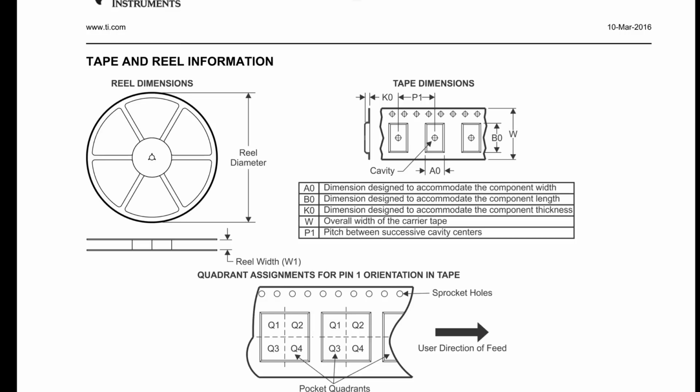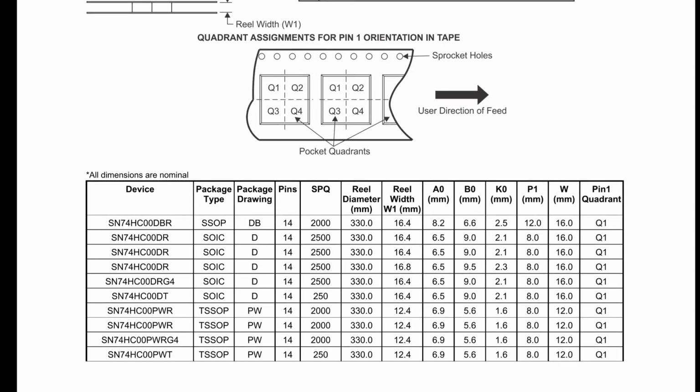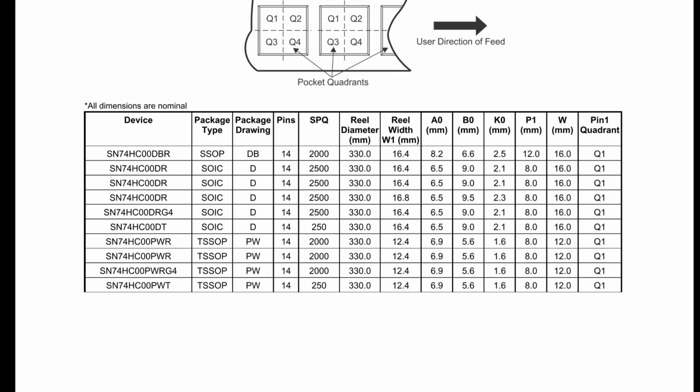But this can be important for specialized devices. It tells you exactly where the pin 1 orientation is inside the quadrant of the pocket like this, and it's important information. Your assembler needs to know this sort of stuff. Manufacturers might be different. One manufacturer might have pin 1 orientation on the tape completely different to another manufacturer. Don't take it for granted. And in this particular case, they're all in quadrant 1 of your tape like that.